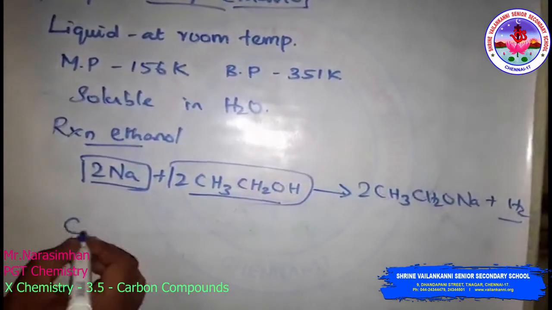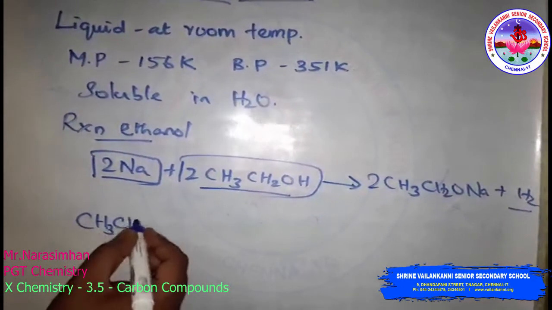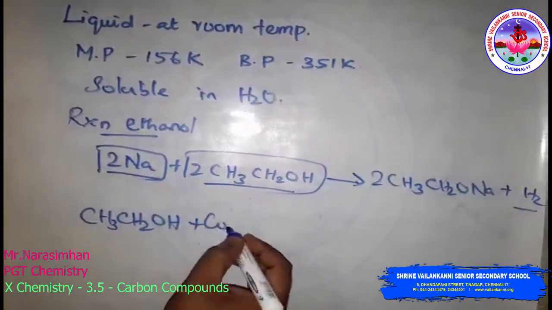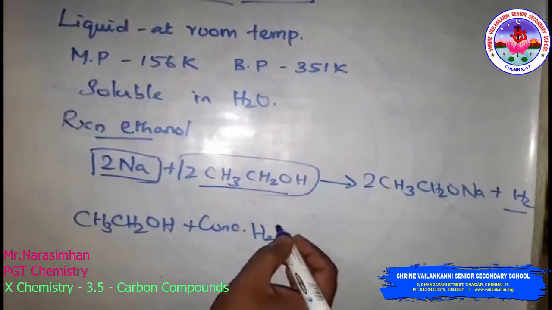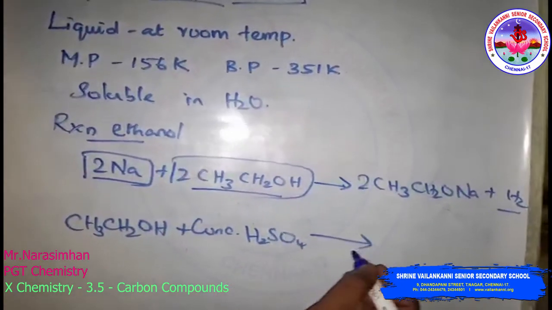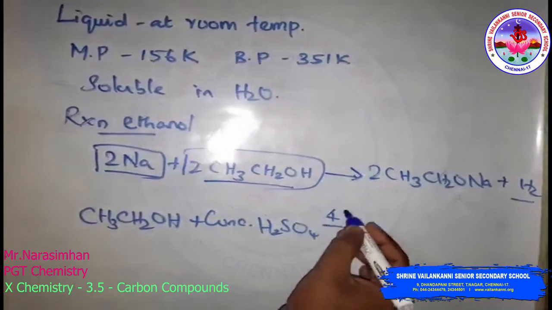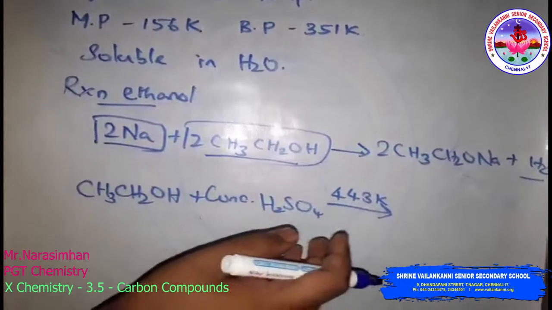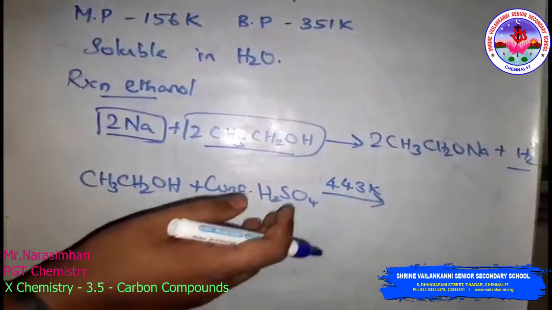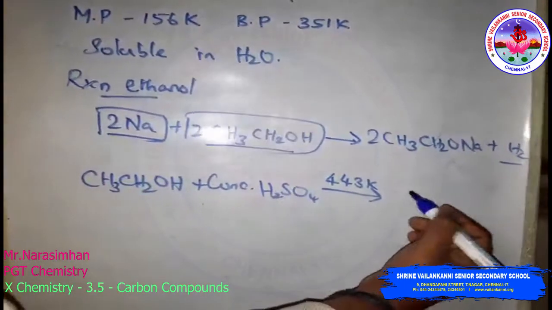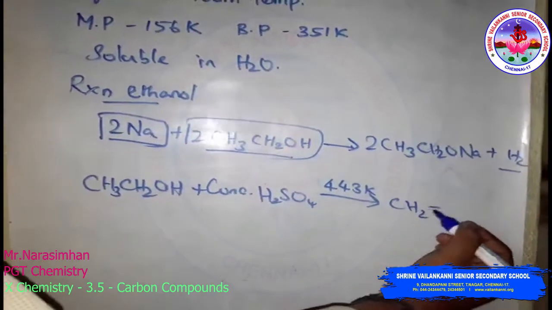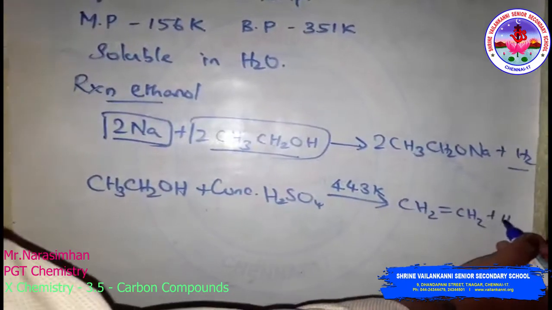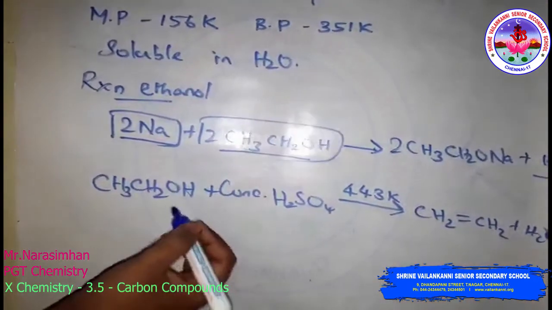See here, ethanol, CH3CH2OH, the alcohol, reacts with excess concentrated sulfuric acid at a temperature of 443 Kelvin. It undergoes dehydration. So dehydration means it will become what? CH2=CH2, then H2O.